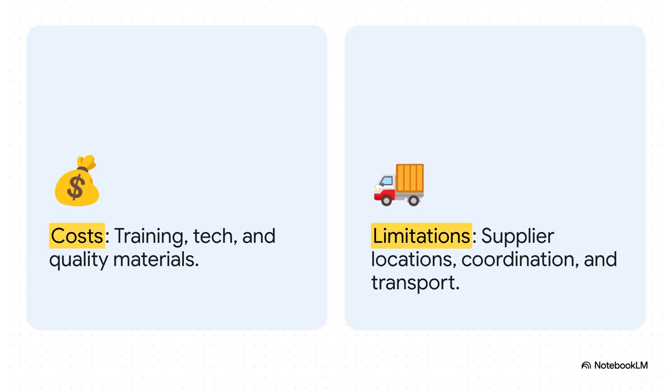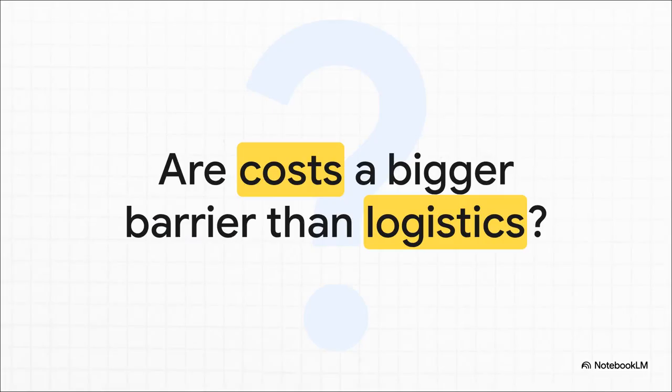On the other side, we have supply chain limitations. You're dealing with distant supplier locations, immense logistical coordination just to recycle materials, and the sheer transport pollution generated in a complex global network. Deciding which of these is the bigger hurdle is a daily, very real challenge for senior managers. And that brings us to the climax of our analytical tasks today.